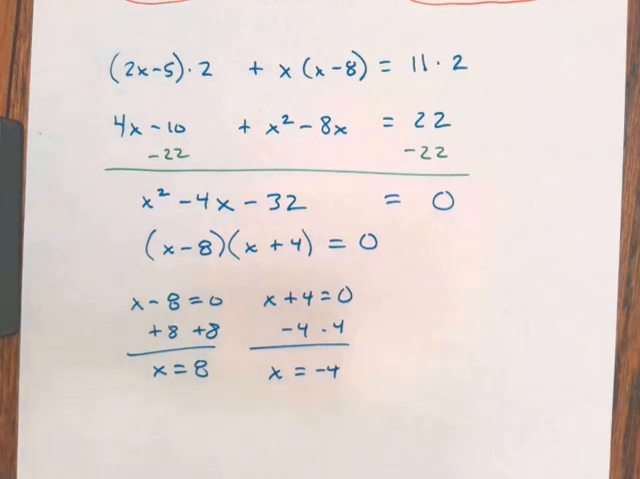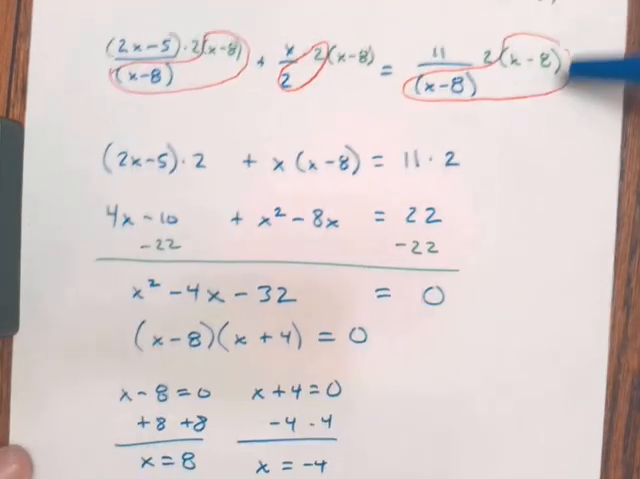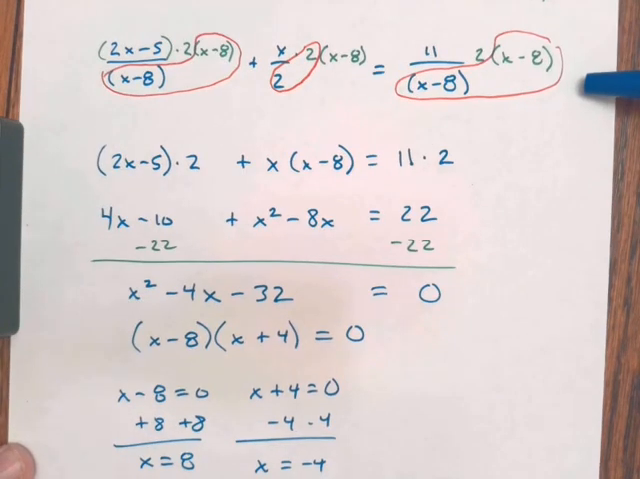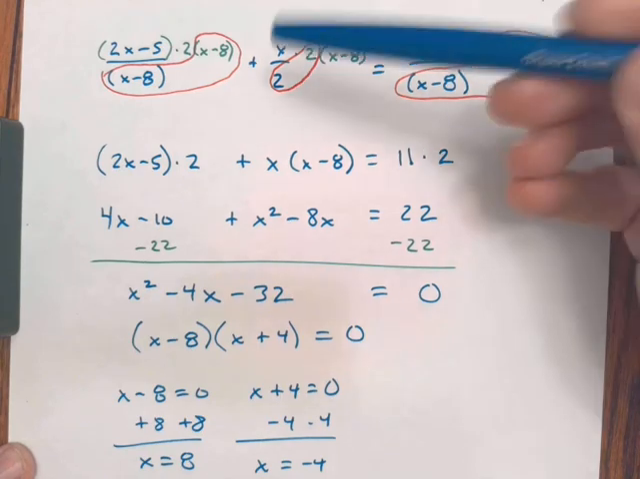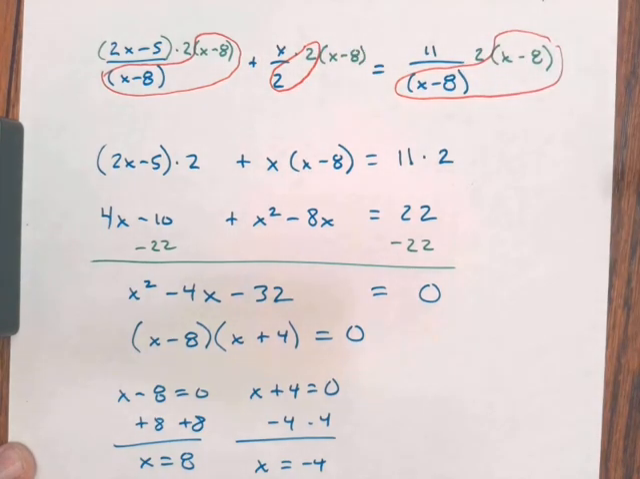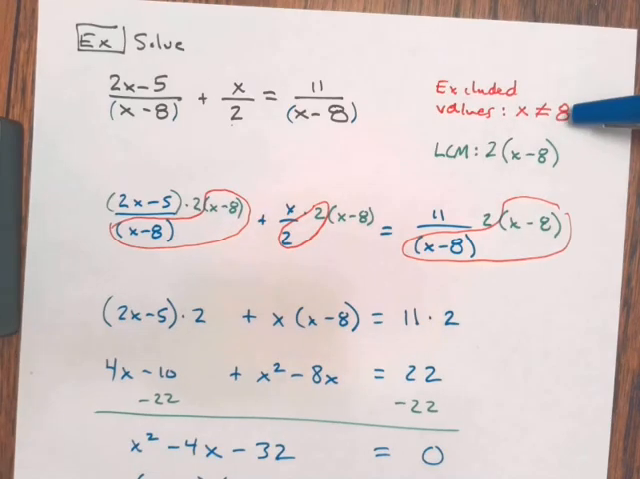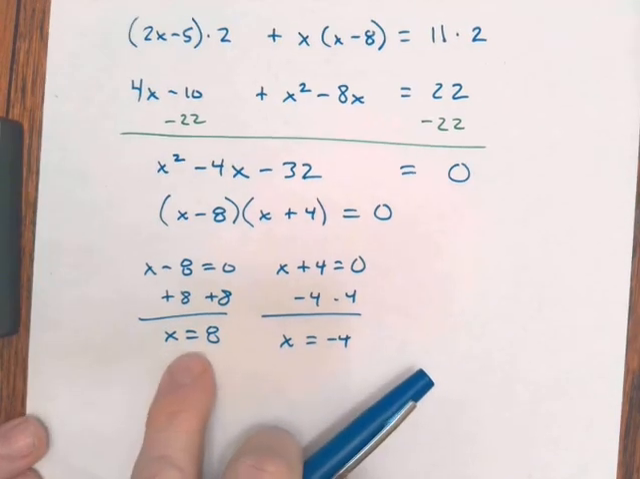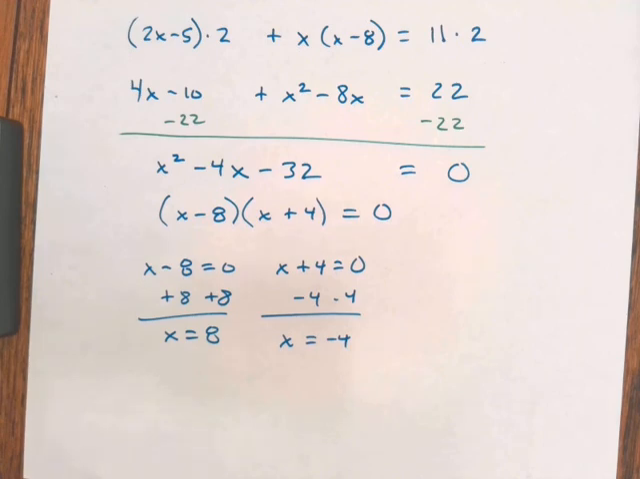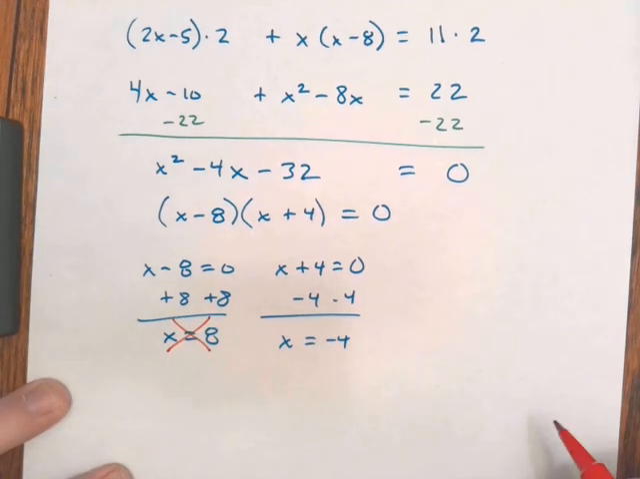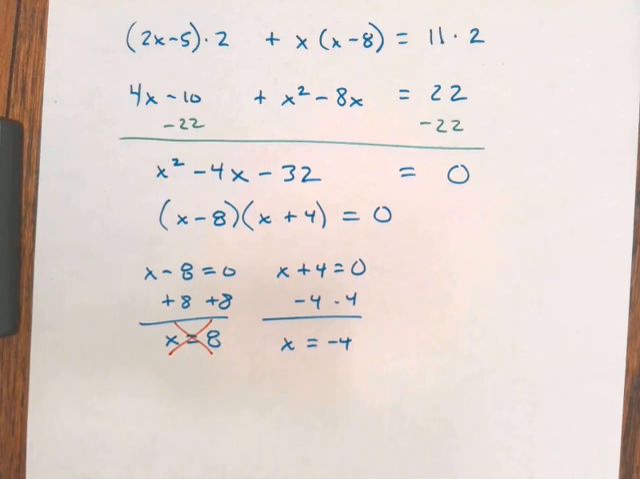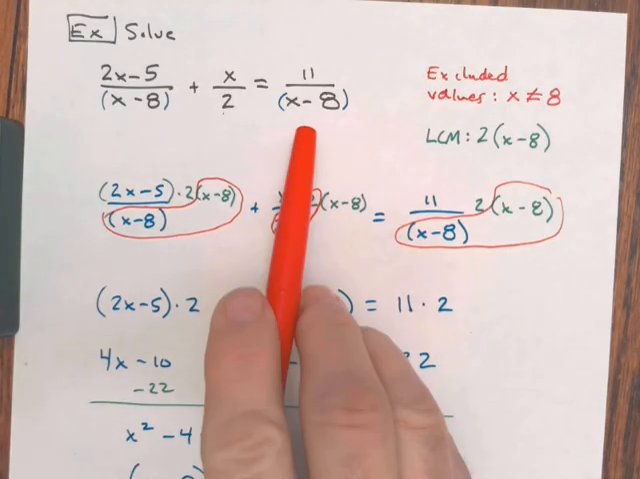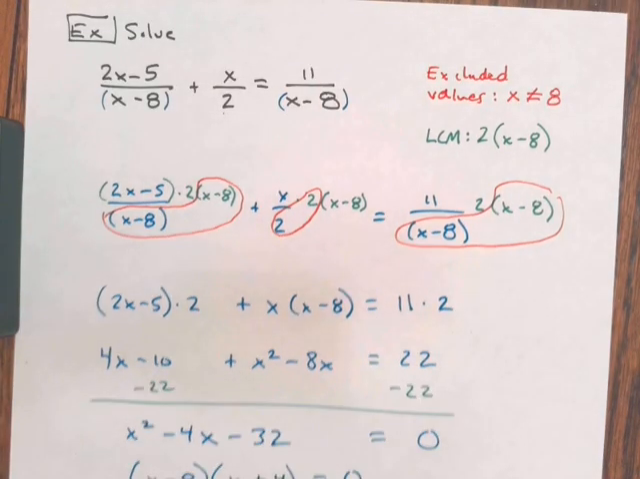So our two possible solutions are 8 and negative 4, but back in this step here, we multiplied both sides of our equal sign by something with a variable in it, which means we need to double check and cross-reference our possible solutions with our excluded values. And x in this problem cannot be equal to 8, and that did end up being one of our solutions. So 8 actually is not a solution. If you plugged it back in and tried to see if it worked, it would not work, because it would end up causing us to divide by 0 in the original problem.